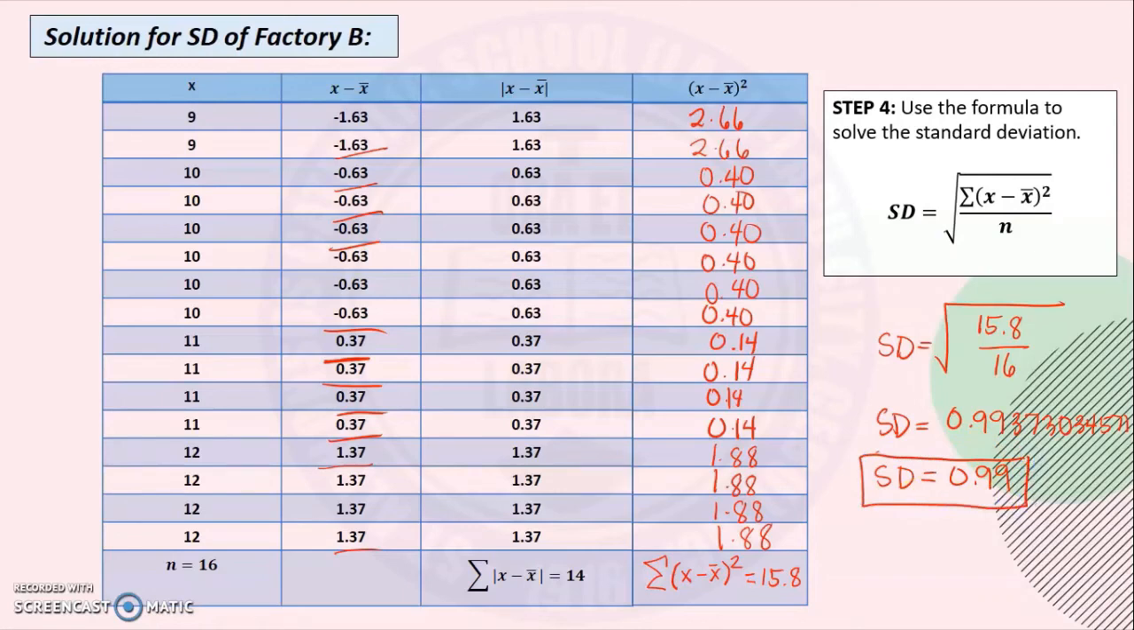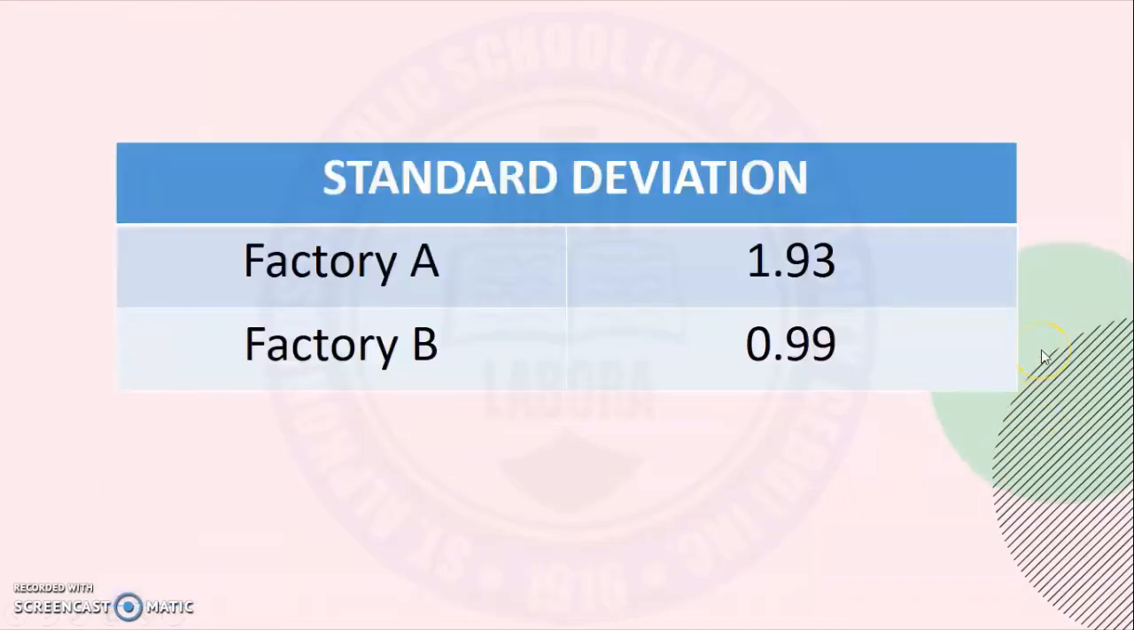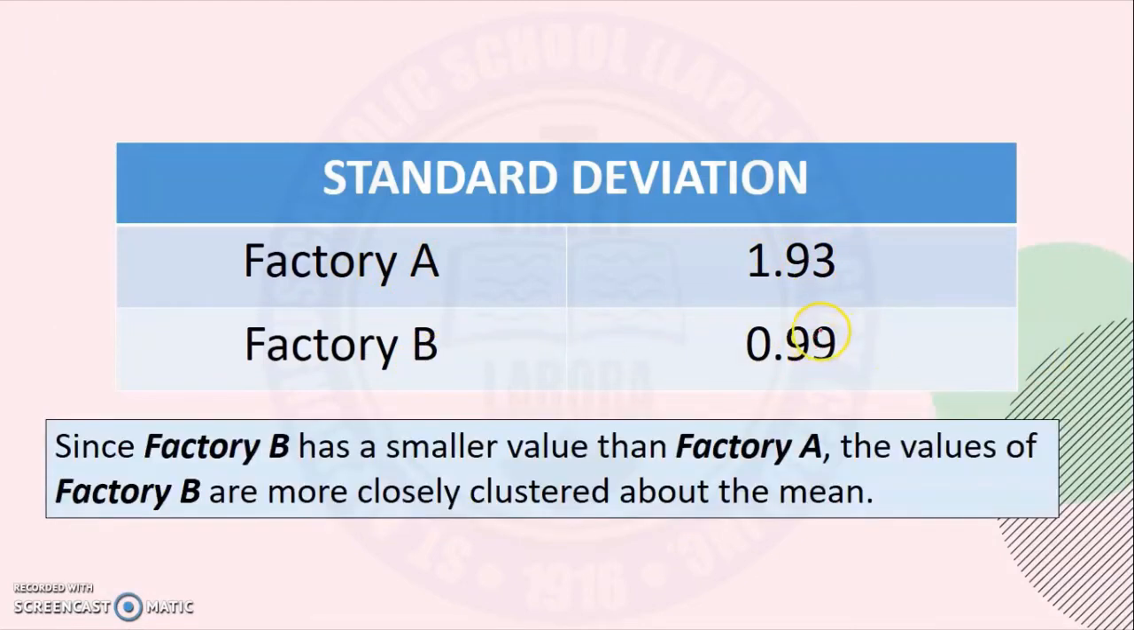So we are done solving for the standard deviation of both factories, so we can now have our summary. The standard deviation of factory A is 1.93. The standard deviation of factory B is 0.99. Now, since factory B has a smaller value than factory A, the values of factory B are more closely clustered about the mean. So this is the interpretation based on the standard deviation.